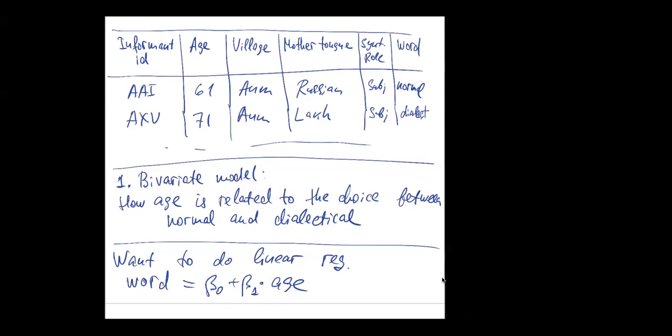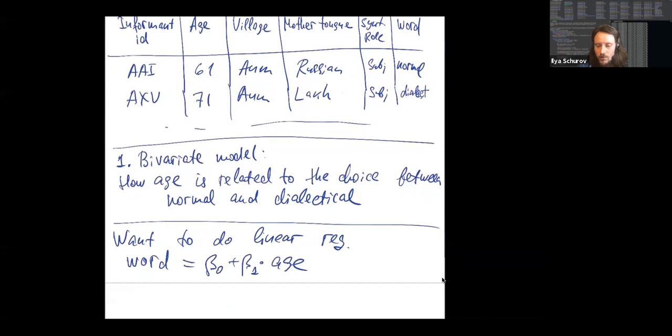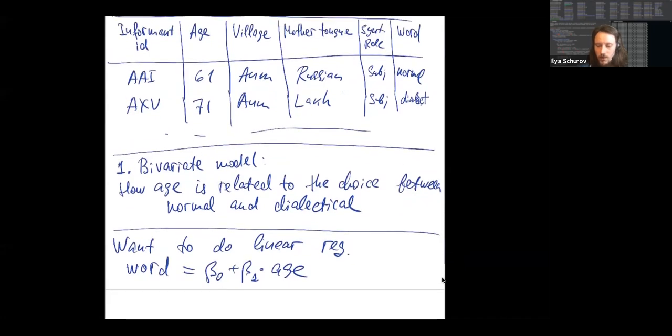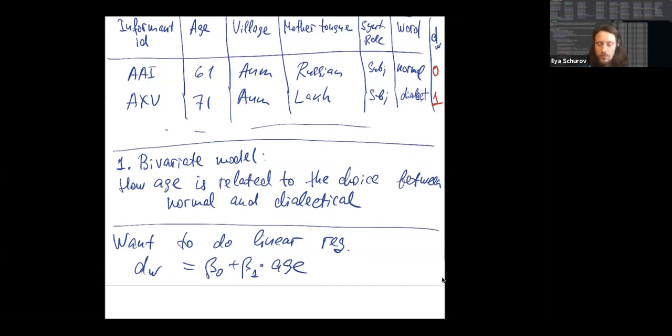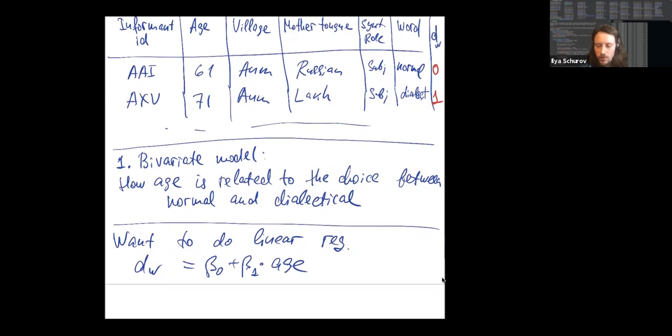Actually, it is the same trick that we had with 0 and 1. We can encode our categorical variable word with zeros and ones. So for example, we can say that we have zero for normal and one for dialectal. So this is like a dummy variable. And we can put this dummy variable to the left side of this model. Actually, this approach is doable, and sometimes you can try to use it. But we have some problem with interpretation of this approach.